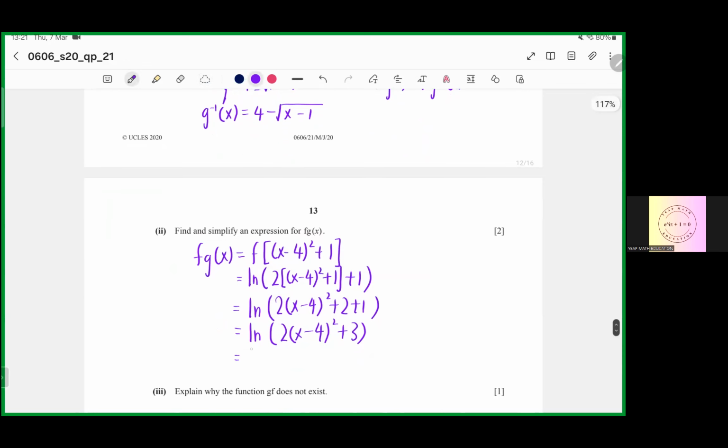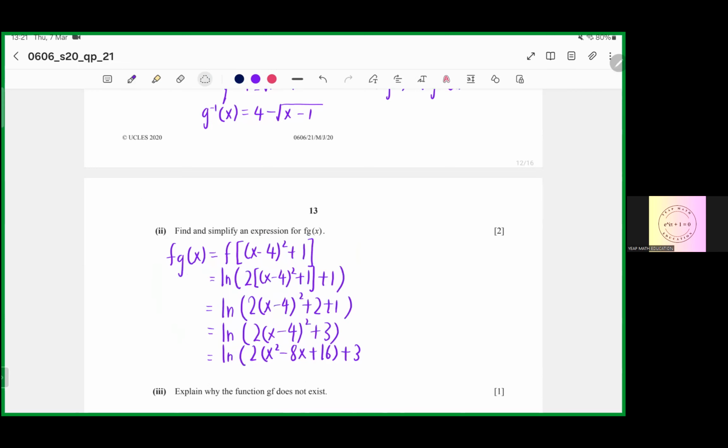Now I start to expand it. Okay, ln 2 bracket x squared minus 8x plus 16 plus 3, which is ln bracket 2x squared minus 16x plus 32 plus 3, so 2x squared minus 16x plus 35.